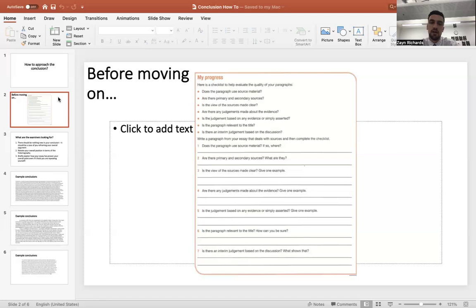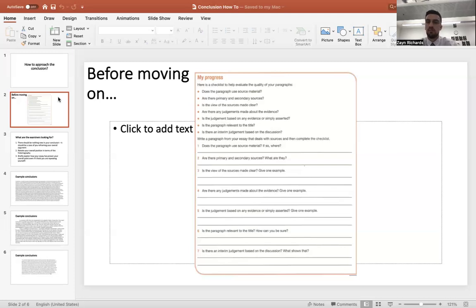Is the paragraph relevant to the title? And is there an interim judgment? So is there a consistent judgment at the end of each paragraph? I would be using that to judge every single section. If you cannot answer those questions positively, then the mark that you're going to get is not going to be the one that you want.